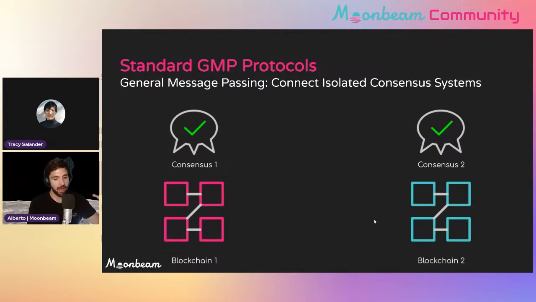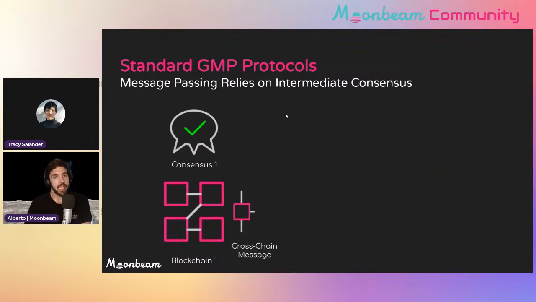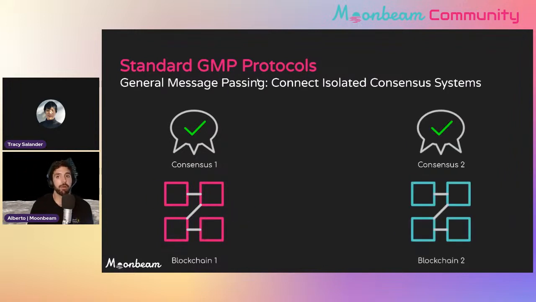Okay, so let's say Ethereum is one consensus, and then Moonbeam is another consensus, right? And so they're actually like isolated islands. They don't even know that the other blockchain exists, right? And so how can blockchain one tell blockchain two that they want to do something in blockchain two? For that, the GMP protocols exist specifically for that purpose, right? So the main idea of GMP protocols is that they connect isolated consensus systems, okay?